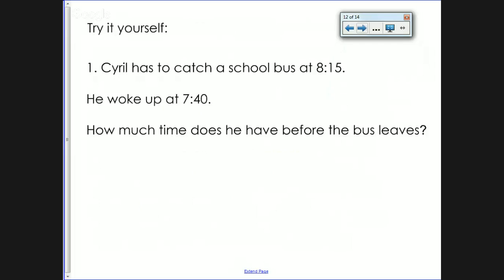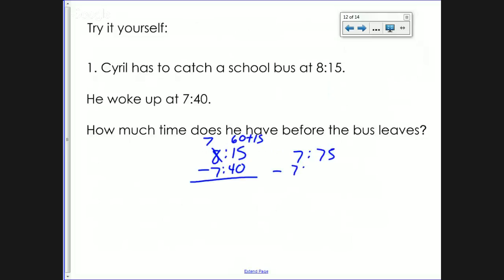Cyril has to catch a school bus at 8:15. He woke up at 7:40. How much time does he have before the bus leaves? So when we're trying to find the difference between two numbers, we use subtraction. We write the larger number on top. We can't subtract as it is because 15 is too small, so we need to borrow. And we end up with 35 minutes.